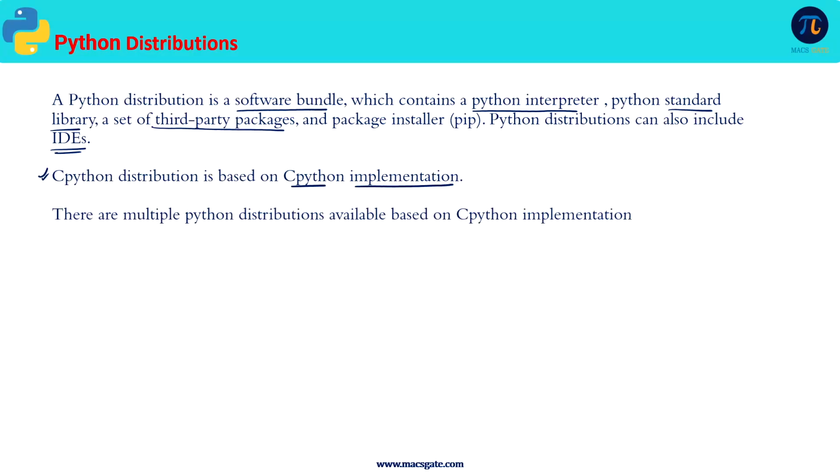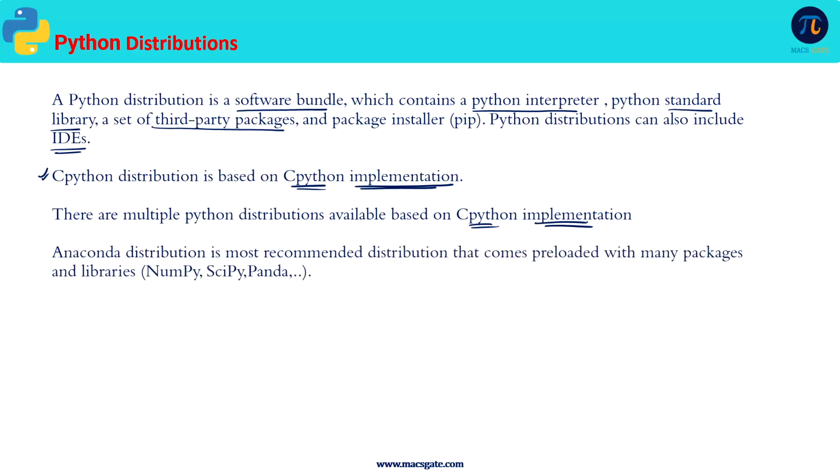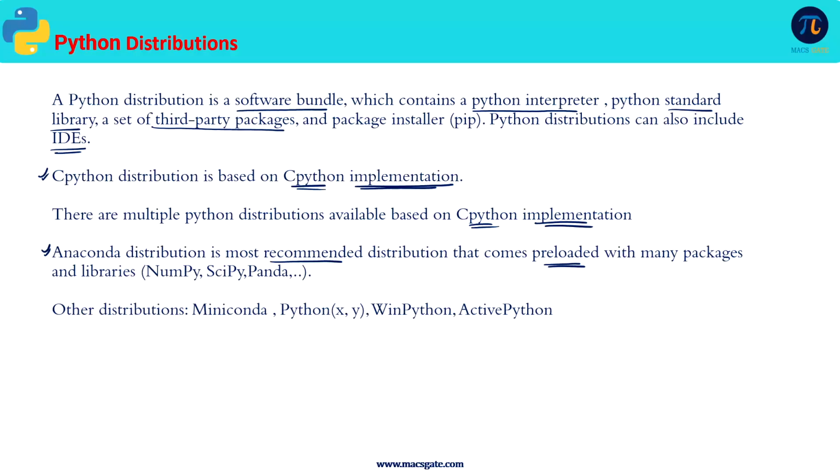There are multiple Python distributions available which are based on the CPython implementation. Out of that, the Anaconda distribution is a famous distribution. And this Anaconda distribution is the most recommended distribution because it comes preloaded with many packages and libraries. There are other distributions like Miniconda, Python(x,y), WinPython and ActivePython. Okay, but for our course we are using the CPython distribution.